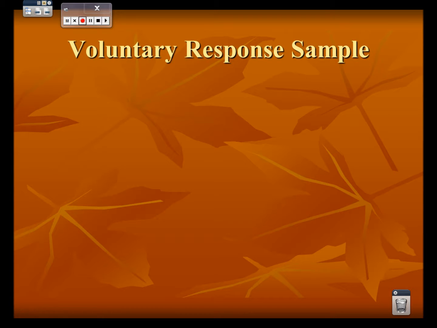There are several different types of samples that you can take. The most common is a voluntary response sample. In that situation, you are going to just put a question out there, put a survey out there, and whoever decides they want to be a part of your survey will walk up to you or call into you or write into you, and you'll collect data on whoever responds.